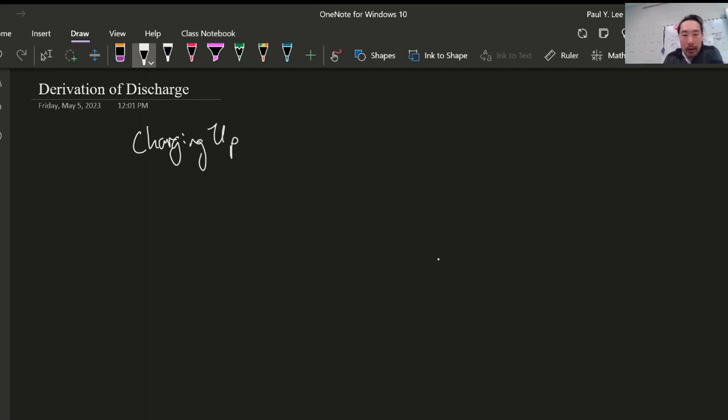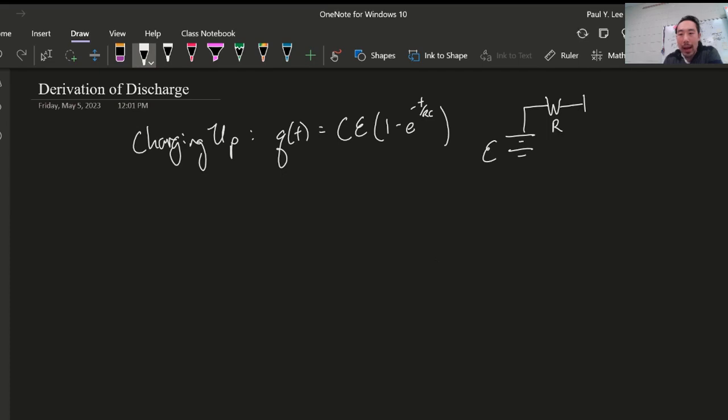We found that the function for charge with respect to time gave us the capacitance times the potential difference, 1 minus e to the negative t over RC, as the function for a charging up of a capacitor. And for this one, we had an EMF source connected to a resistor R, and then we had a capacitor here, which we could call just C.